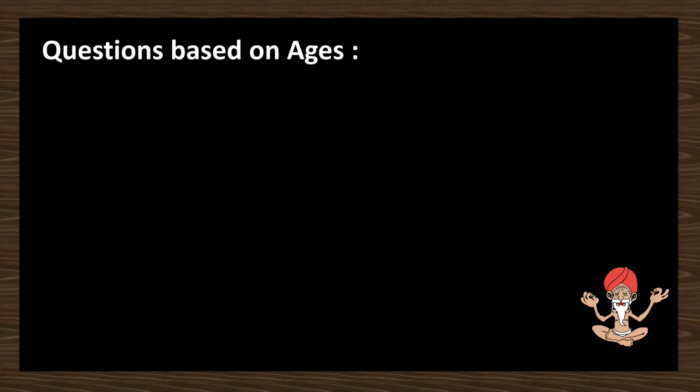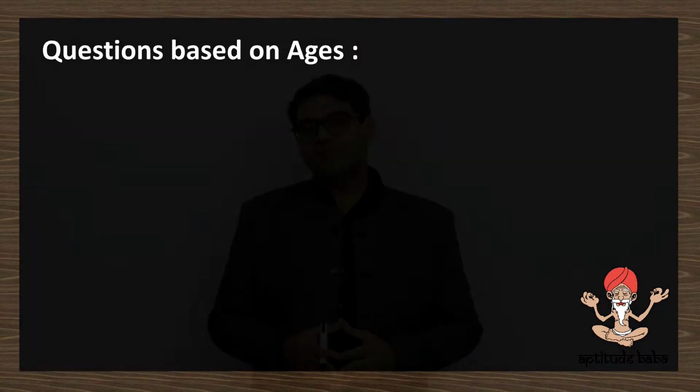Let us understand the basic logic behind the questions of ages using a very simple example. Let us say my current age is 30. Now, if my current age is 30, what will be my age 5 years from now? Of course, 30 plus 5, 35. What will be my age 8 years hence? Of course, 30 plus 8, 38. What was my age 5 years ago?